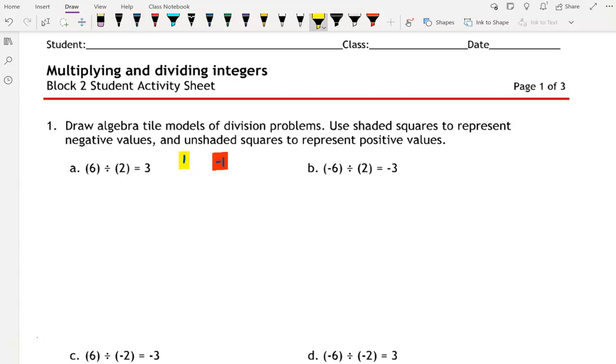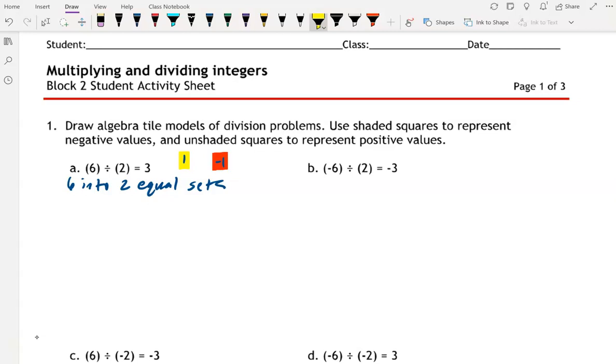First of all, we have 6 divided by 2, and what that means is we are taking 6 and putting it into 2 equal sets. That's what 6 divided by 2 means. We're going to take 6 positives and put them into 2 equal sets. So I'm going to do it like this.